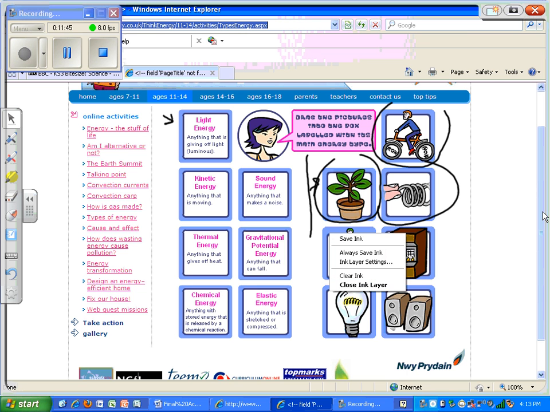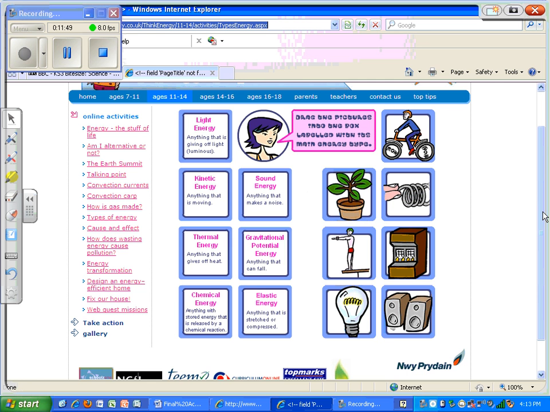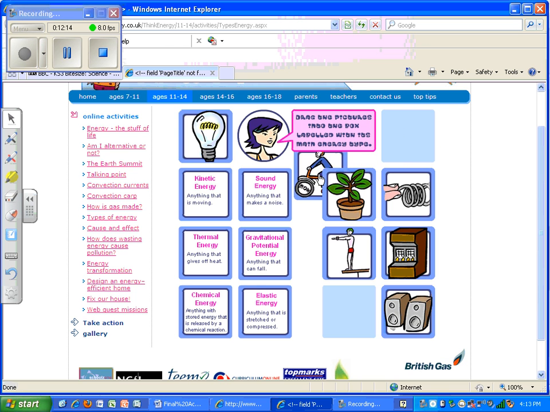Well, we know that in this case, I'm going to clear this ink here, it is going to be the light bulb. So that's correct. And you'll have to use some of this information to answer a few of the questions. Kinetic energy, if you remember, is the energy of motion. The kinetic energy equation is mass times velocity squared divided by 2. So I'm going to guess it's the biker because it's anything that's moving.